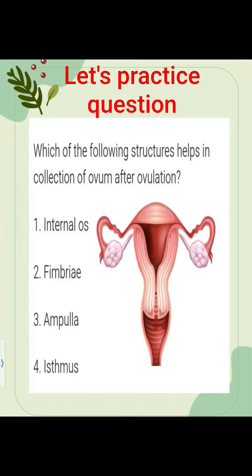Hello everyone. So today's question is, which of the following structures help in collection of ovum after ovulation? And your options are internal os, fimbriae, ampulla and isthmus. So before answering this question, let's take a look at this picture and label those names mentioned in the options. So the first option is internal os.